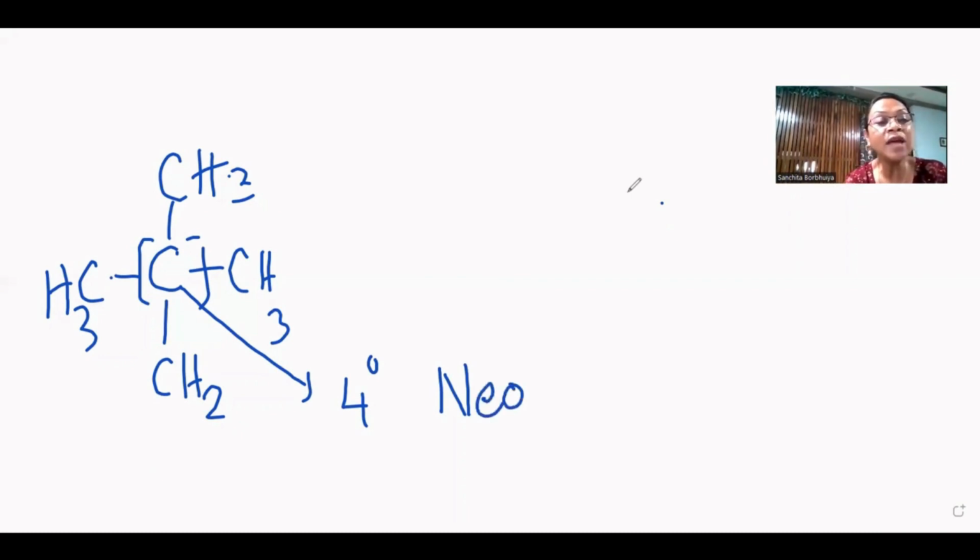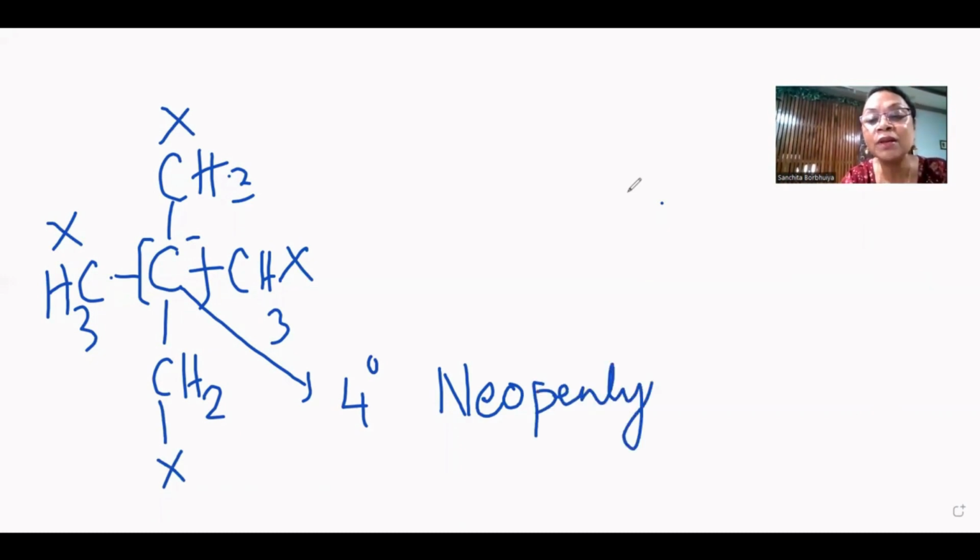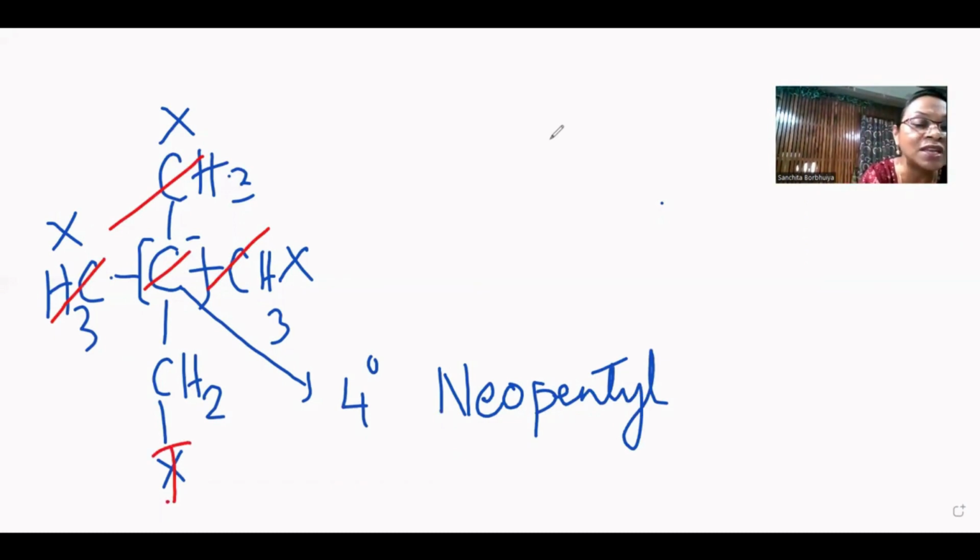Obviously you cannot put the halogen on the 4-degree carbon because the tetravalency of carbon is satisfied. So where would you put the halogen? Do not disturb the CH3, this CH3, this CH3. Go to the CH2, put a halogen here, and your pentyl is formed. Count the carbons in total. You are right. So this is neopentyl, and put a halogen, say iodine. So this will be neopentyl iodide.